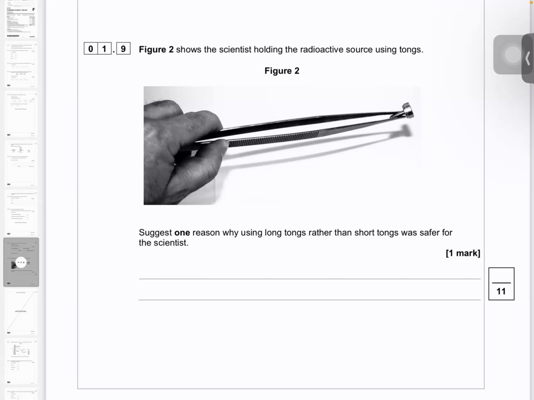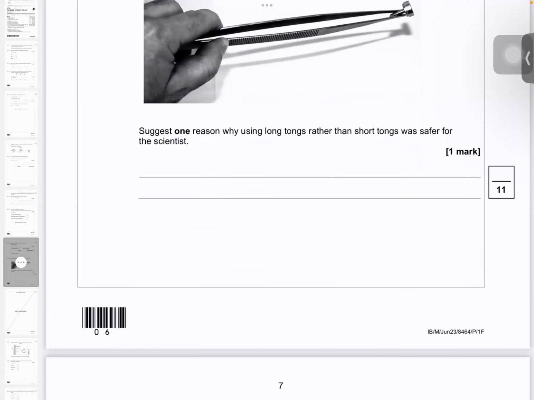You have a greater distance from the radioactive source. Okay, yes, I can hear you better now. Yes, a greater distance. So that would put him in a safer position, right? Yes. Okay, so that's a good one. I think that's enough reason for that question, so we can move on.